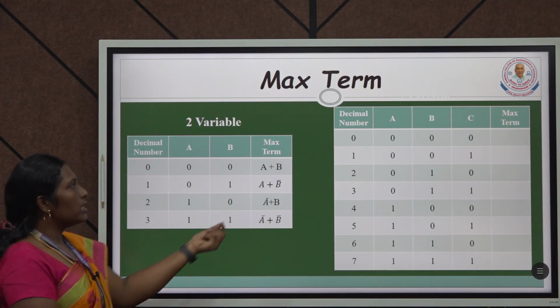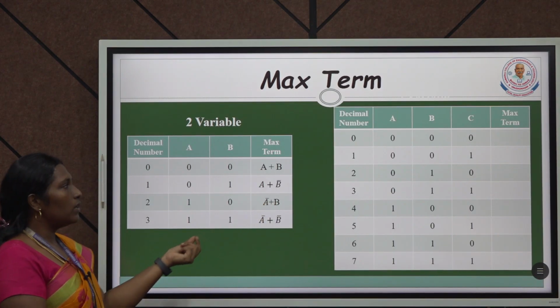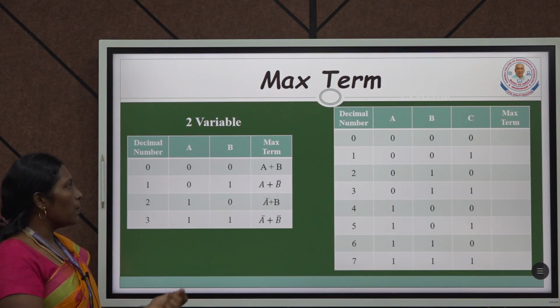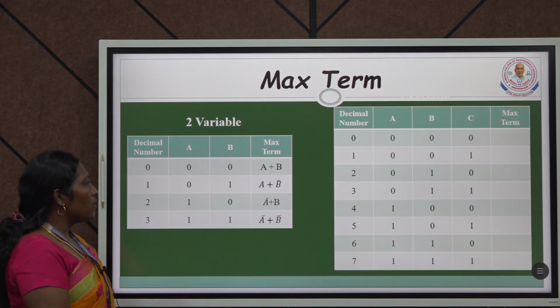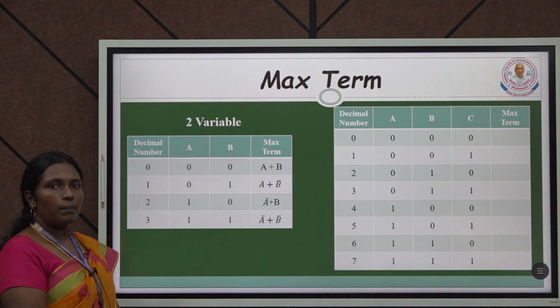As I already said, it is a sum of terms, so it will be A plus B. For 0, 1, A plus B bar. For 1, 0, A bar plus B.